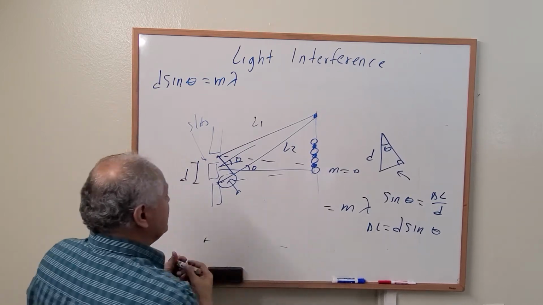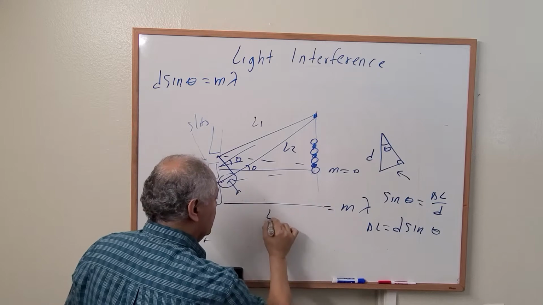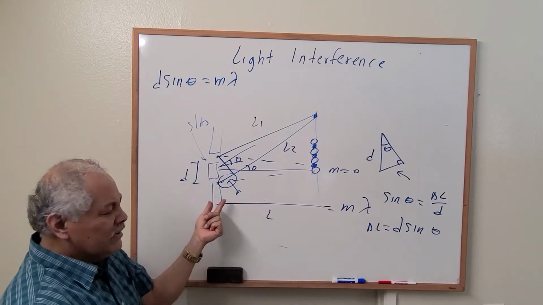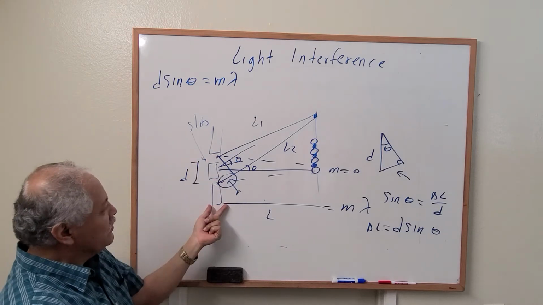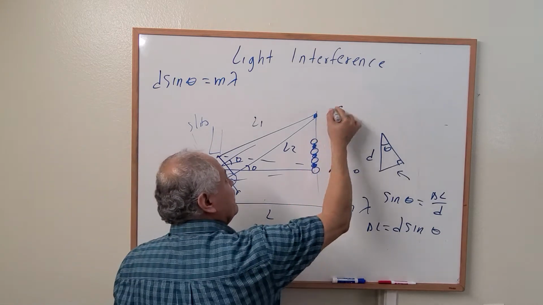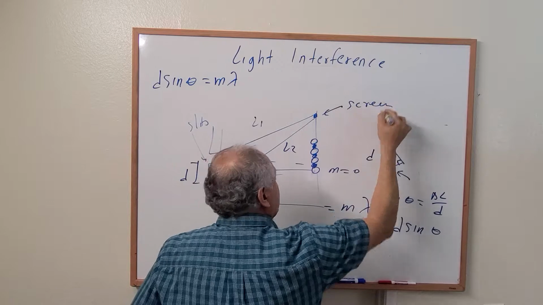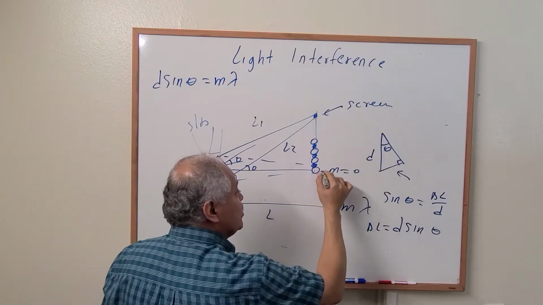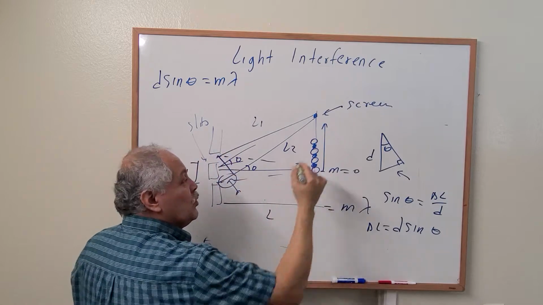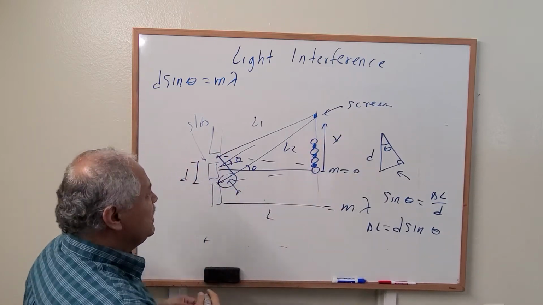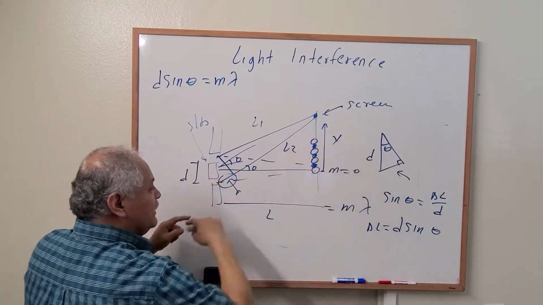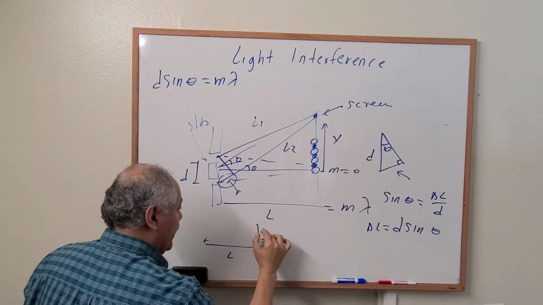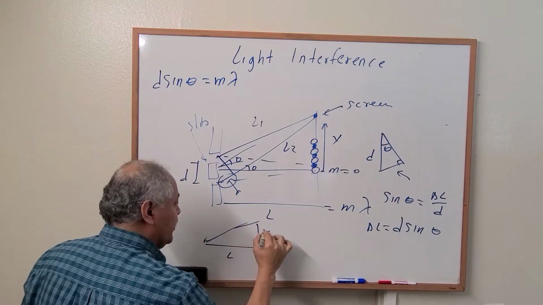We call this distance L, the distance from the slits to the screen. Also, from the center to one of the points we're looking for is y. Now we create a triangle. This is L and this is y. This is the triangle that we create now.